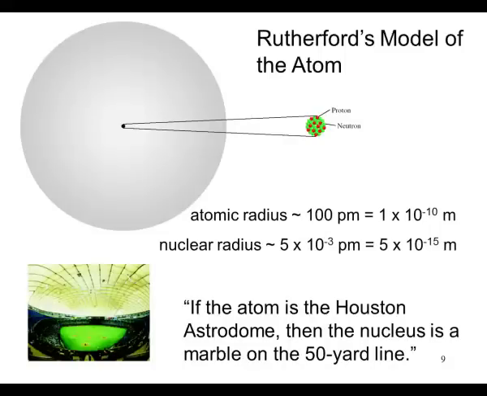Rutherford further proposed that the atom was like a planet, with the nucleus in the center and the electrons orbiting around like the moon around the Earth. The atomic radius is around 100 picometers. The nuclear radius is 5 times 10 to the minus 3 picometers, much smaller.